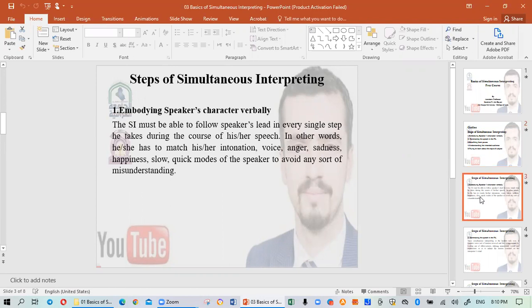The first topic is concerned with embodying speaker's character verbally. The SI must be able to follow speaker's lead in every single step he takes during the course of his or her speech. In other words, she has to match his or her intonation, voice, anger, sadness, happiness, slow, quick modes of the speaker to avoid any sort of misunderstanding. I think my speech is very clear for everyone now.